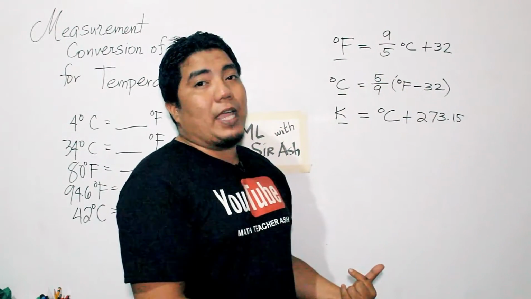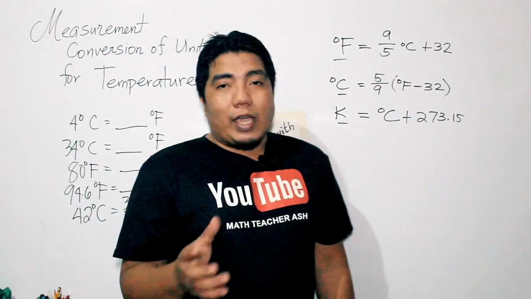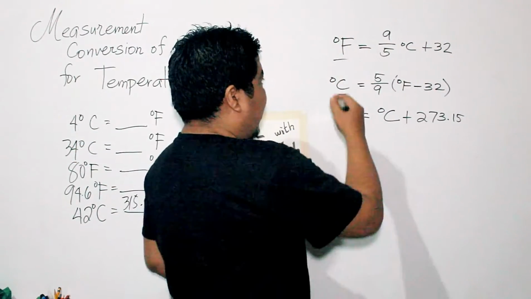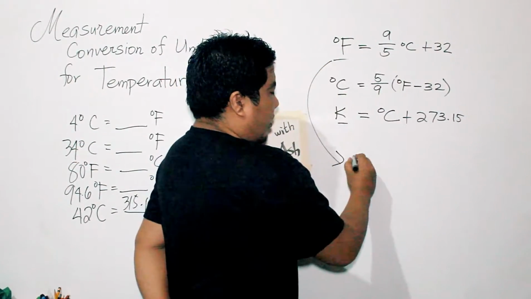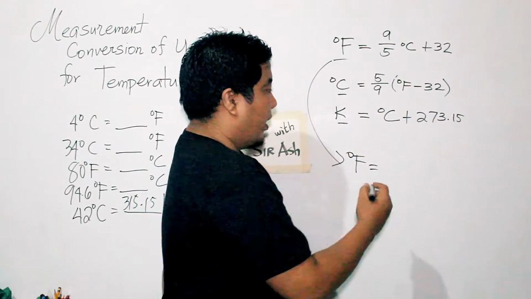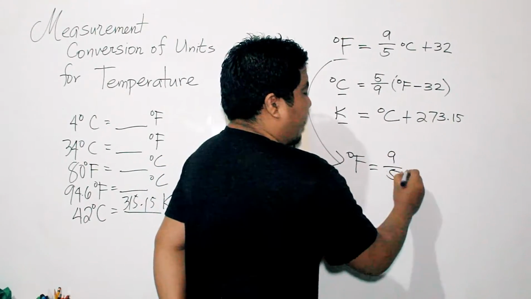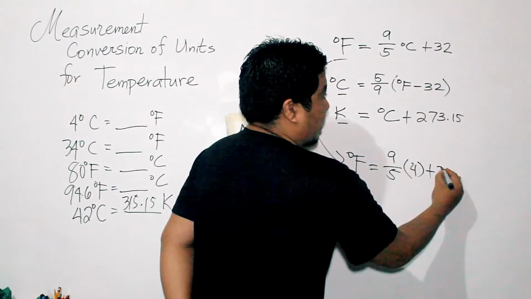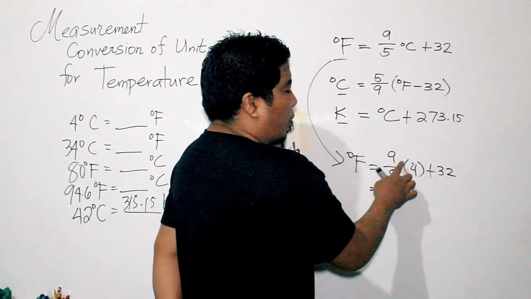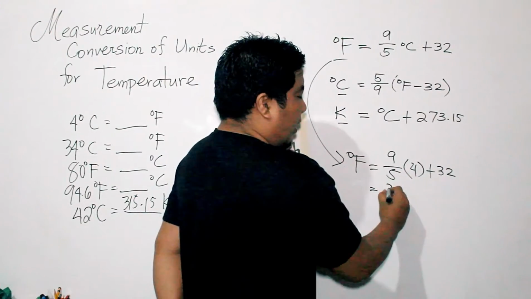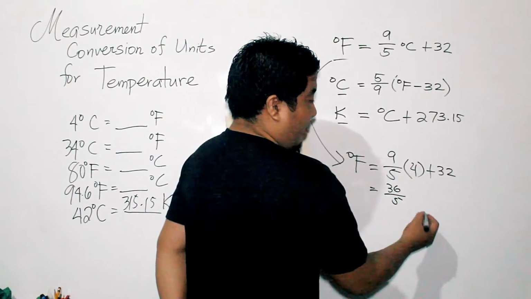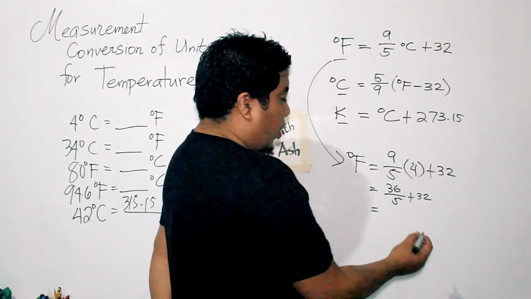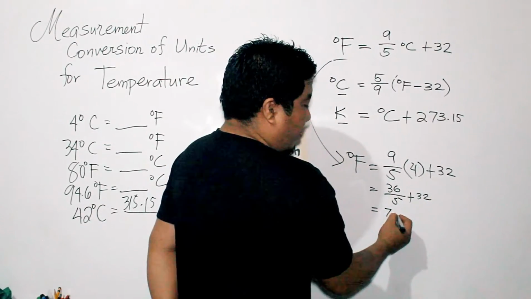divided by 9. Now, we have 4 as our Celsius. So degrees Fahrenheit is 9 over 5 times 4 degrees Celsius, plus 32. So you multiply 9 times 4, that is 36 over 5 plus 32. If you divide 36 by 5, you will have 7.2.